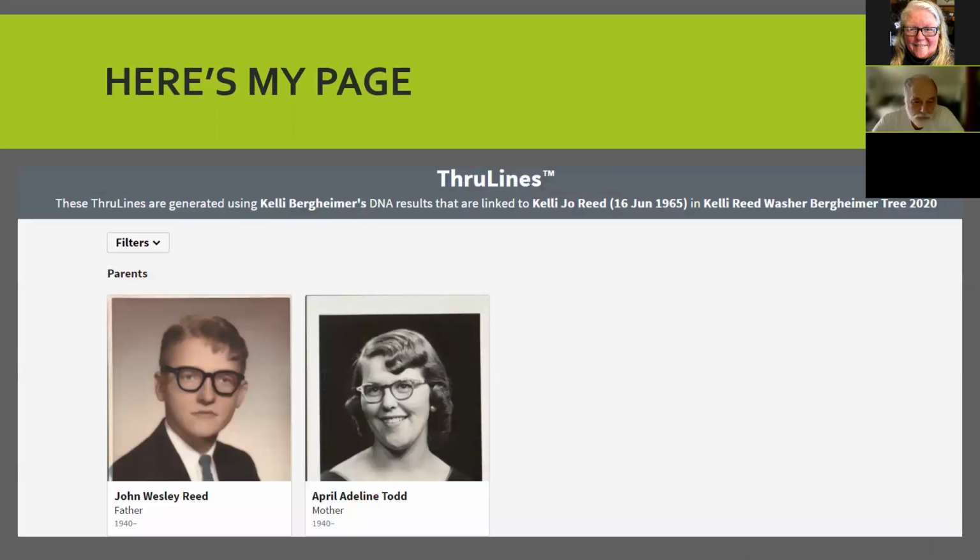So here's what my page looks like on Through Lines. It says here, these Through Lines are generated using Kelly Bergheimer's DNA results that are linked to me and that are linked to my tree. It gives you that spiel so that you know which one you're looking at, which is really helpful given the fact that I manage multiple people's tests. So you can see here's my father and here's my mother from my tree.